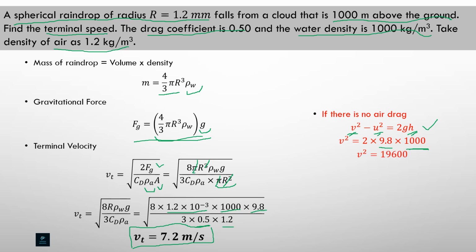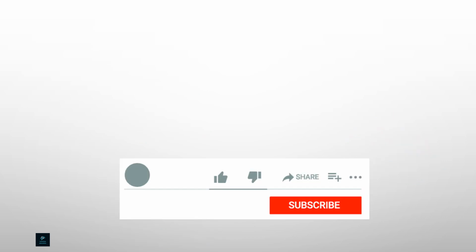From this we obtain v square as 19,600, and from this we obtain v as 140 meters per second. Therefore, in the absence of any air drag, the raindrop speed reaches about 140 meters per second before hitting the ground, and when there is air drag, the maximum velocity that the raindrop reaches is 7.2 meters per second, and this is the terminal velocity of the raindrop.